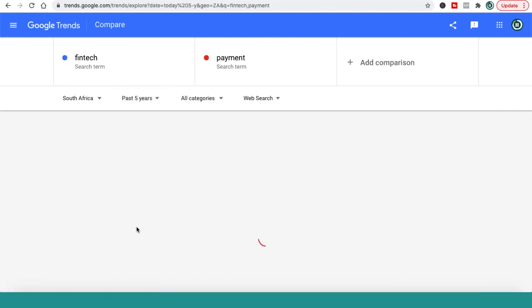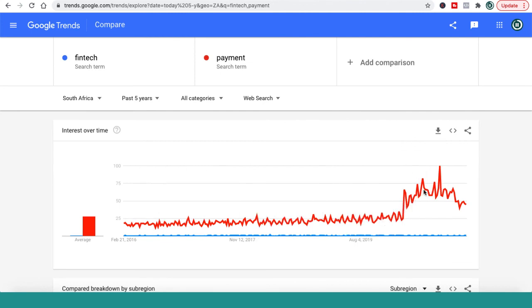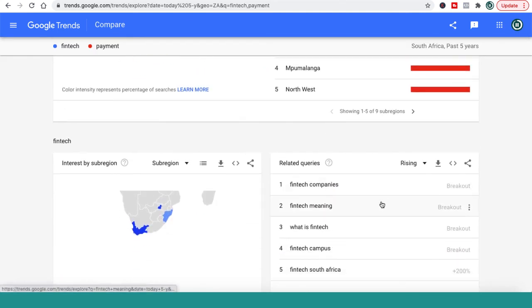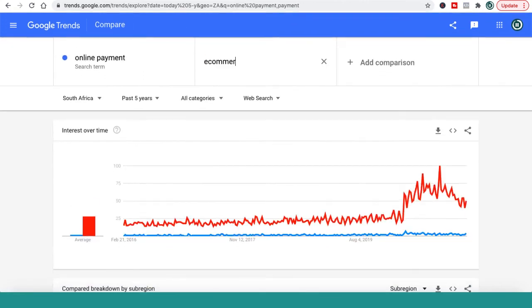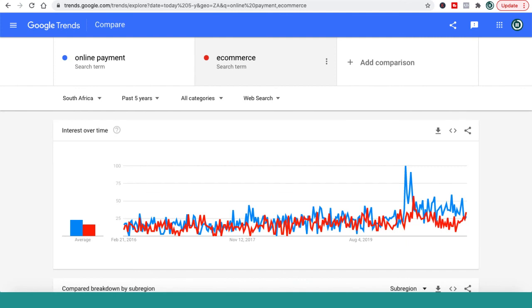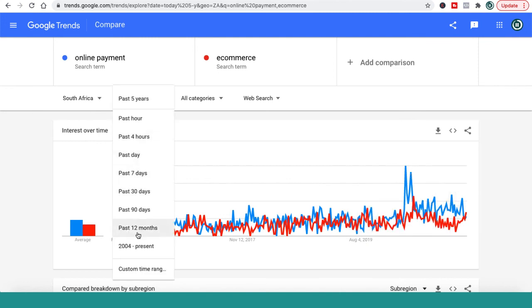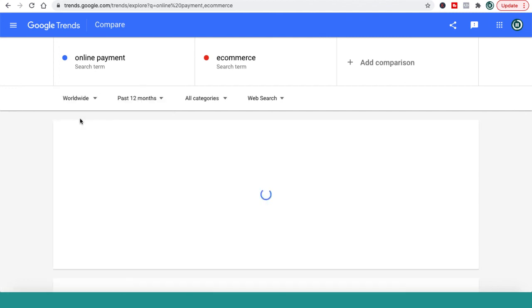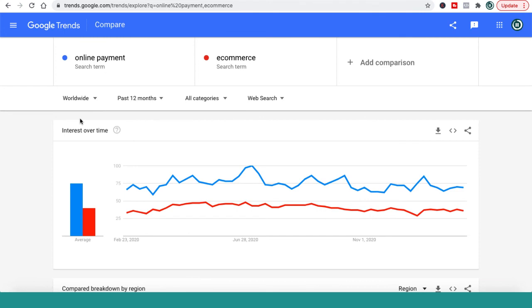Let's go over 5 years. There is a very marked increase in the search for the term payment from March 2020 in South Africa. And look at the related queries too. People still search and are more interested in the word online payment than e-commerce. Let's go over the past 12 months instead of 5 years. Yes, I would still use the word online payment in my course and in my description of all the different things on my course instead of the word e-commerce. Let's go across the world. And it's true for not just South Africa, but for the world.